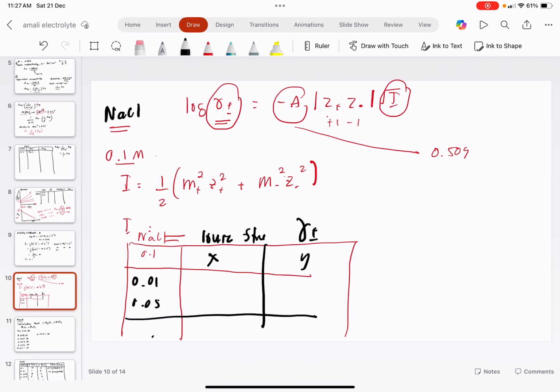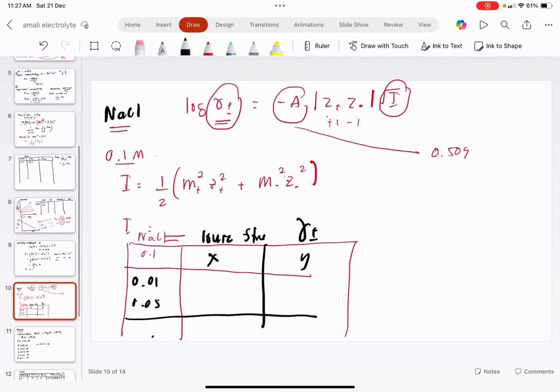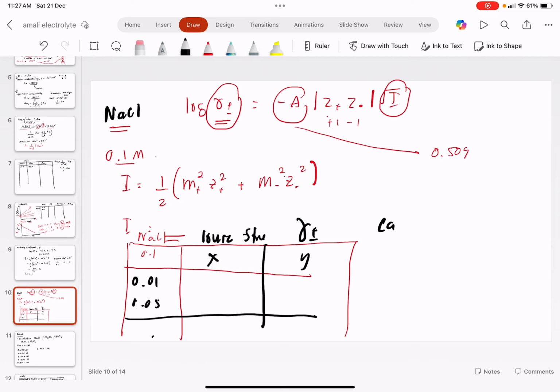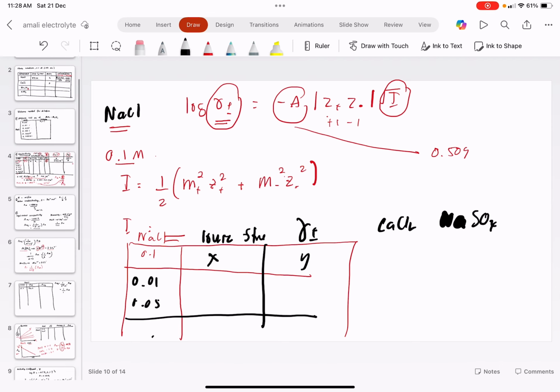You need to have a table for another electrolyte too. You can also have one for CaCl2, repeat. You can also have another one for sodium sulfate, and the last one here would be potassium nitrate.